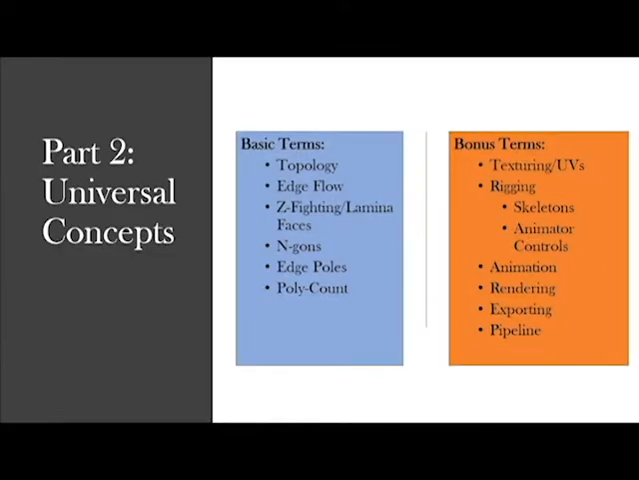So now that a lot of that simple stuff's out of the way, let's start talking about a few of the more advanced things that you'll need to know, and things that you're going to run into as a 3D modeler, in terms that you're going to hear online from other YouTubers, or simply wherever your 3D modeling journey takes you. Now again, I've divided these into 2 sections because I think they're worth separating into 2 different pieces. The first one's contained within the modeling process itself. These are your basic terms, things like topology, edge flow, z-fighting / lamina faces, ngons, edge poles, and poly count.